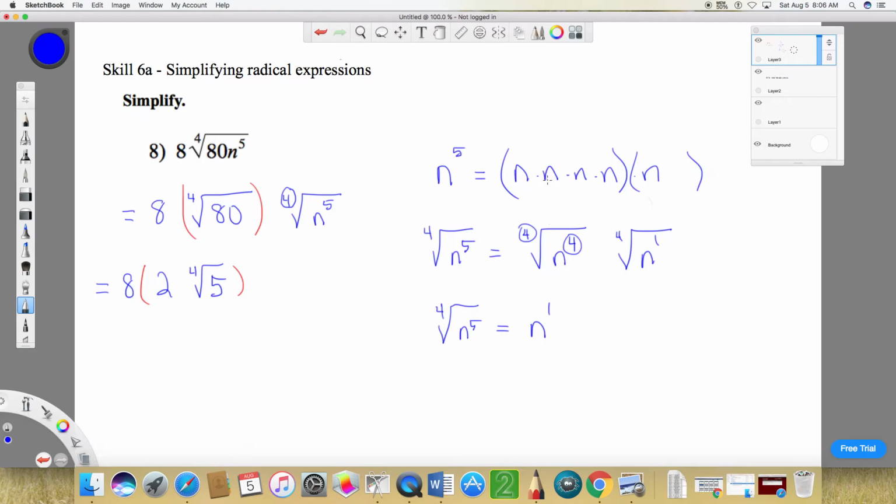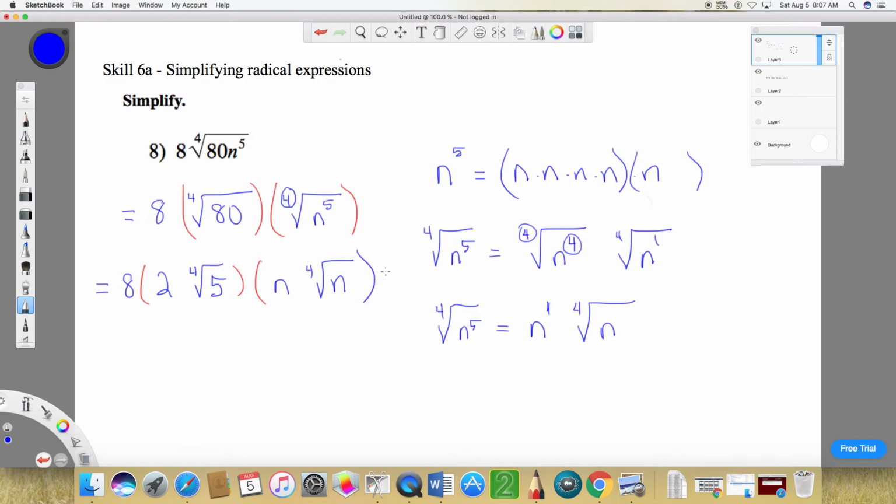I have n 1, 2, 3, 4. I have 4 factors there. And because this index is 4, that's what I'm counting, the groups of 4. So I have one group of 4, and I have some that were left over, so it doesn't simplify. So what that scratch work has done is helped us to rewrite this 4th root of n to the 5th. We know now that we can write it. We have a factor of n, and now we have this 4th root of n.